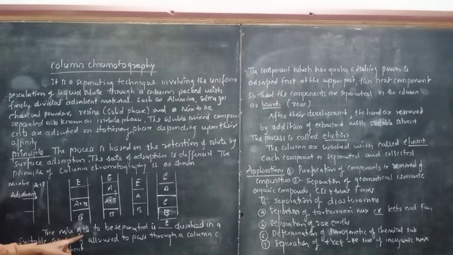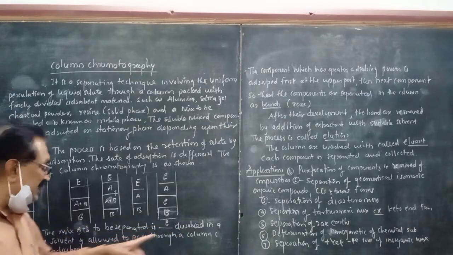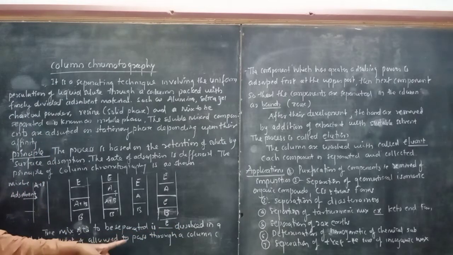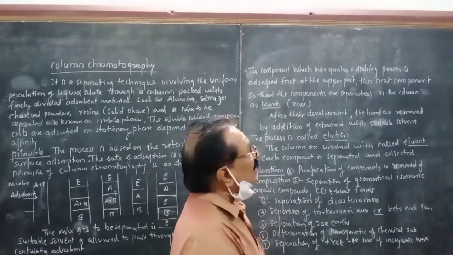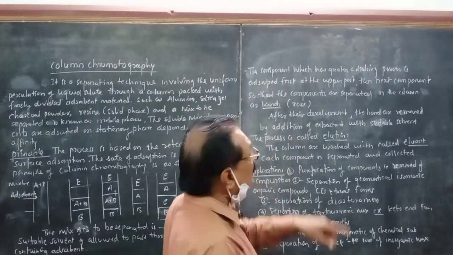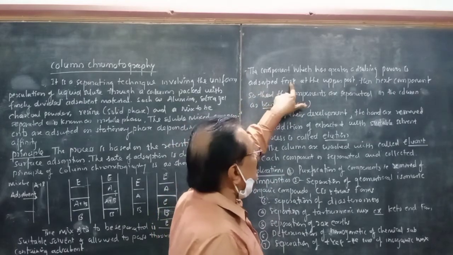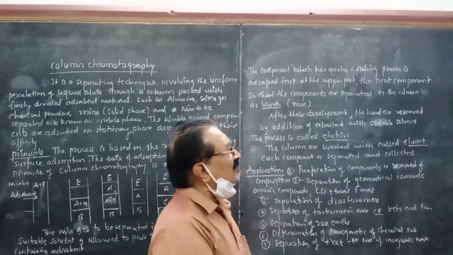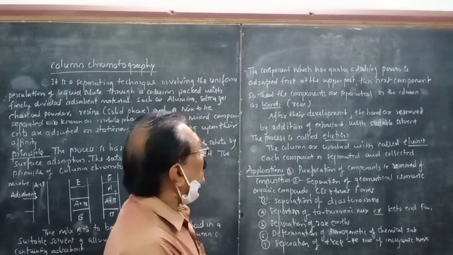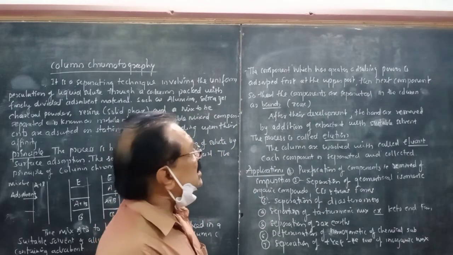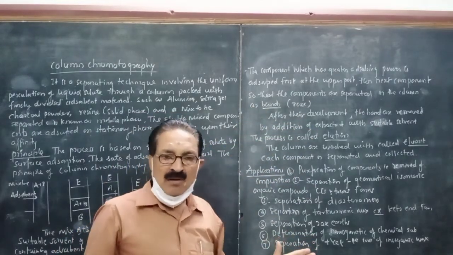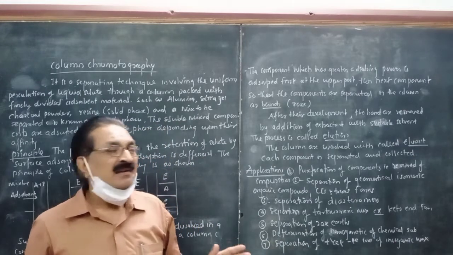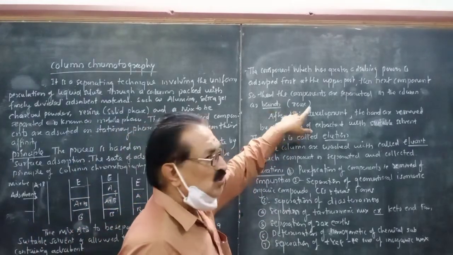Here, the mixture AB to be separated is dissolved in a suitable solvent and allowed to pass through a column containing a stationary phase. The component which has greater adsorbing power is adsorbed first at the upper part of the column, and next the components which have lesser adsorbing power are separated later. Like that, all the components are separated from one another in the form of bands or zones.